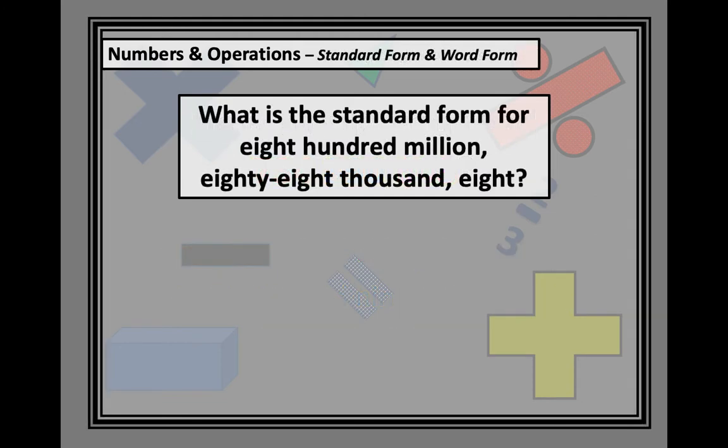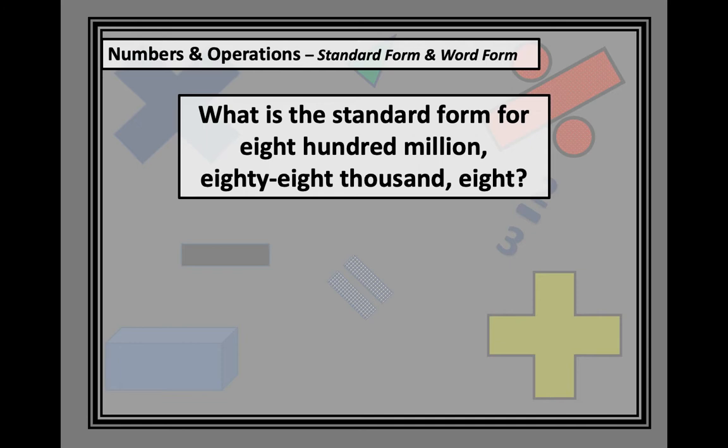Okay, we also talked about how to write numbers using both standard form and word form. Remember, standard form is written using digits. Word form, you write down exactly what you'd say out loud, but you write it down in words. So here we've been given word form, 800,088,008, and we're trying to write that in standard form.